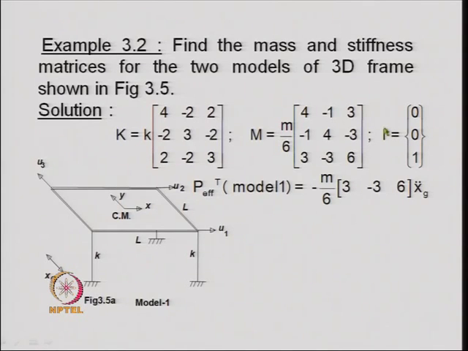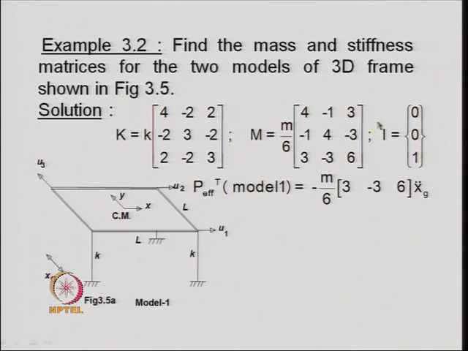The influence coefficient vector, of course, is simple. Here the influence coefficient vector is for the ground acceleration x double dot g. So, therefore, there is no excitation in the u1 direction, there is no excitation in the u2 direction, only in the u3 direction the ground acceleration is acting. Therefore, this is 0, 0, 1, that becomes the influence coefficient vector.